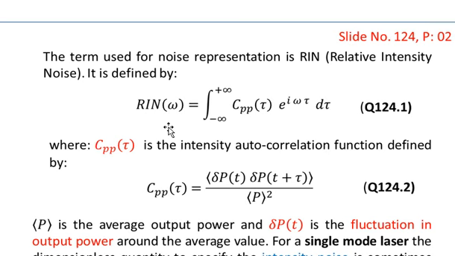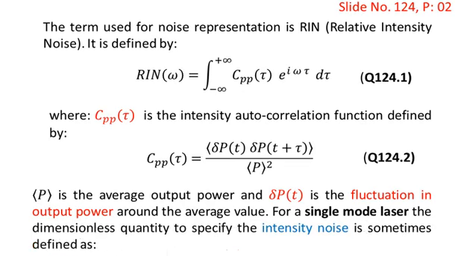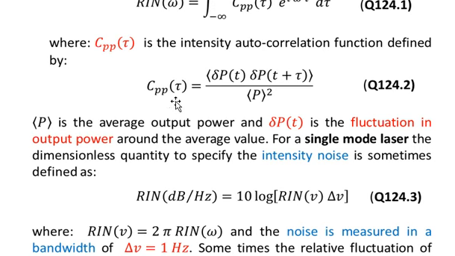That is, the noise in the intensity of an output laser beam, where C_PP of tau is the intensity autocorrelation function defined by C_PP of tau equal to the average of the autocorrelation function, that is delta P of t multiplied by delta P of t plus tau, normalized with the square of the average power.